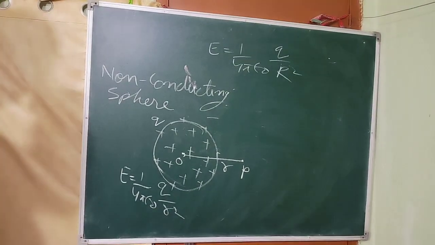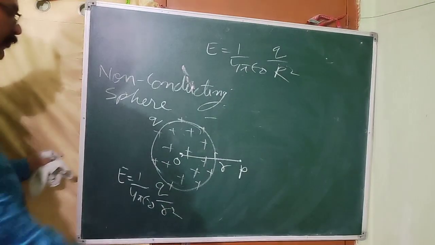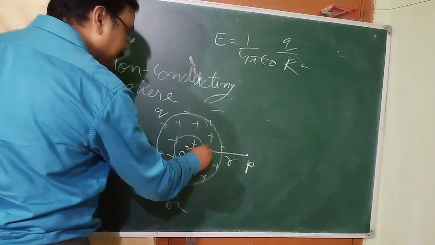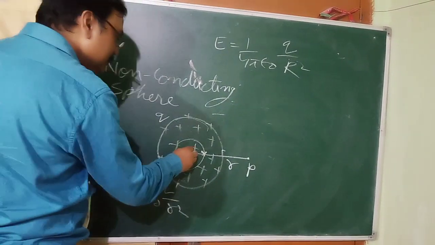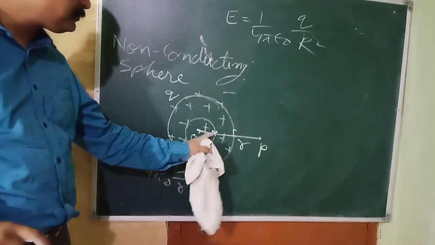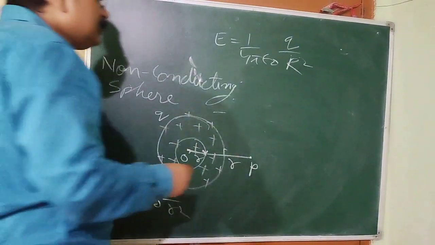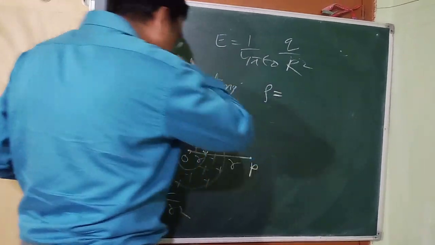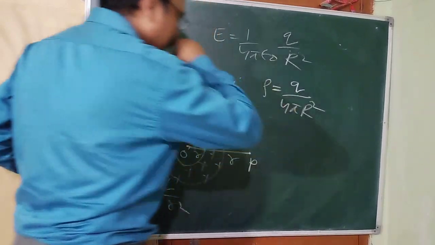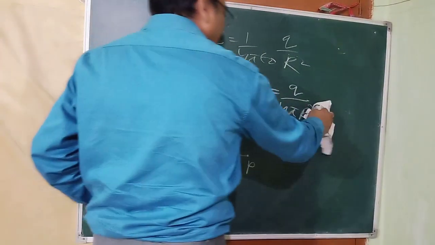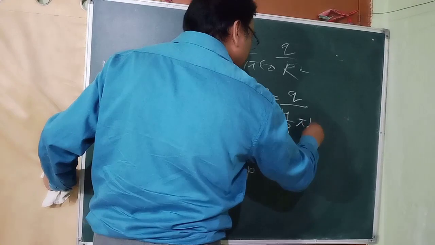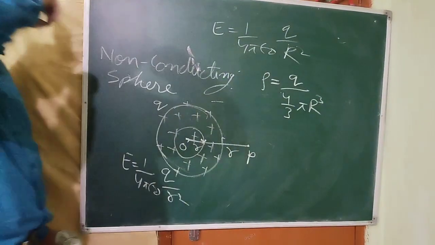But if you are trying to find out the electric field inside this, suppose you want to find it at this point, and suppose this distance is smaller. So what you have to do? First you have to find out the volume charge density, that is rho. Rho is how much? It is Q upon 4 pi R square. Sorry, this is the surface area. What is the volume of a sphere? 4 by 3 pi R cube. This is the volume charge density.